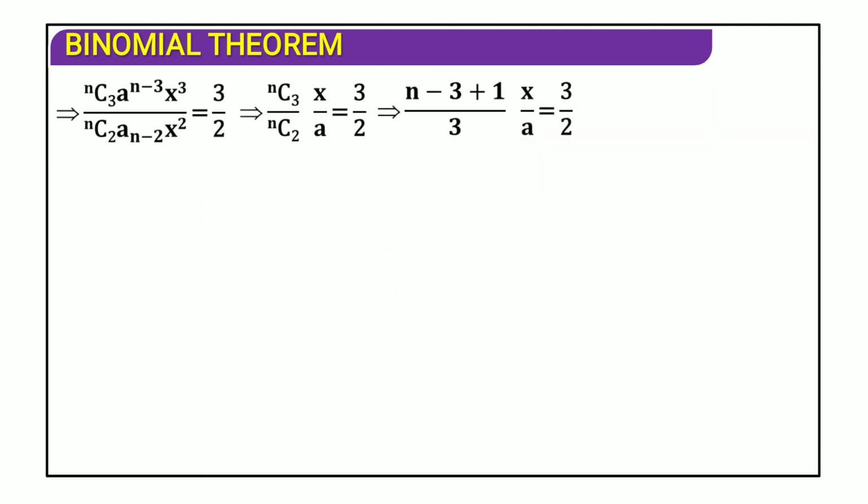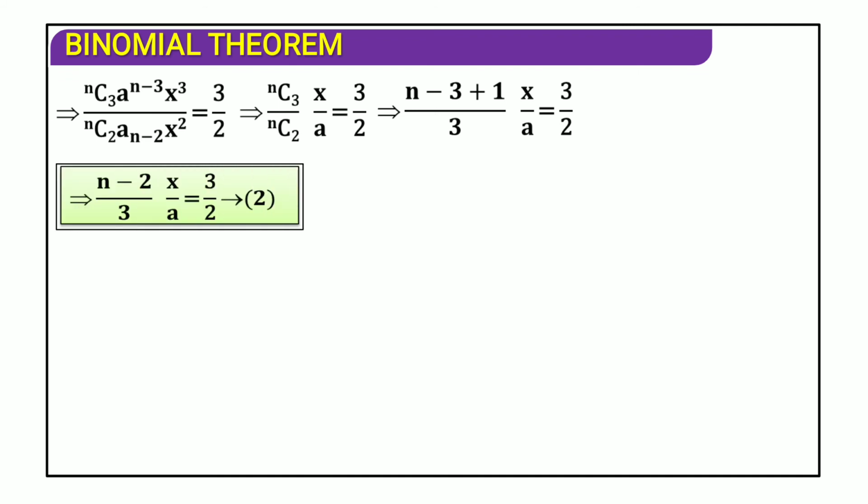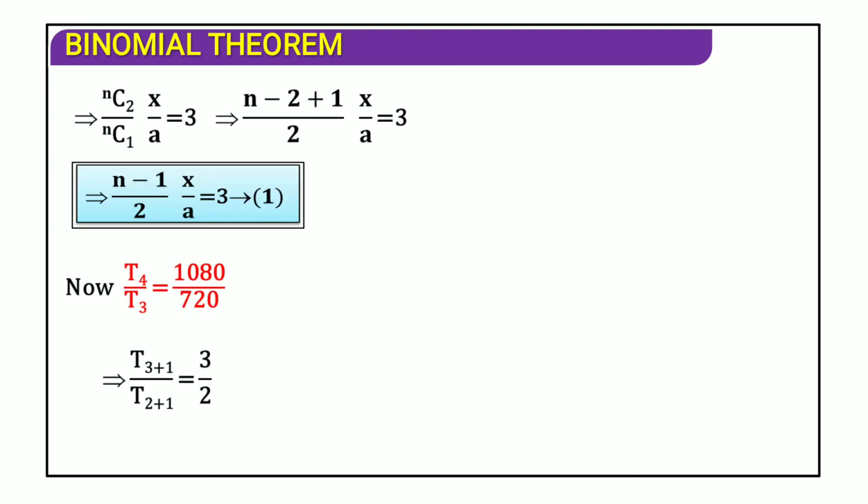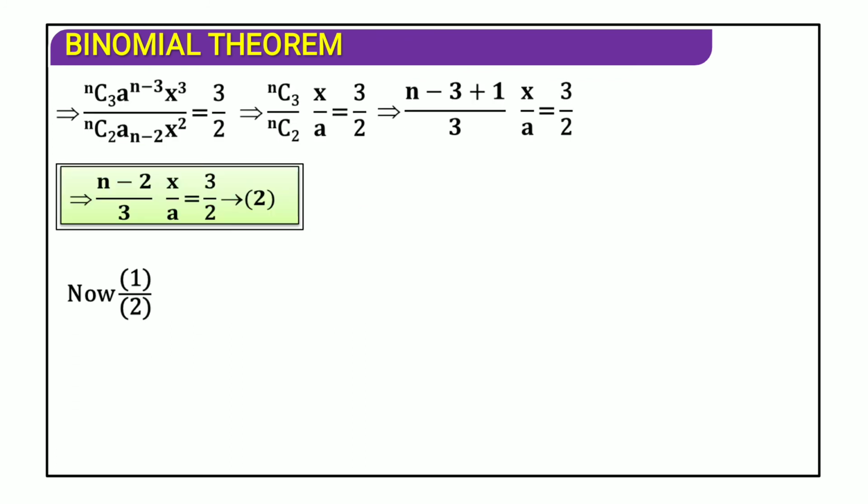Okay. So the second equation seems to be like this: n minus 3 plus 1 upon 3, x upon a equal to 3 by 2. This is equation number 2. Now you can divide both the equations. Divide 1 and 2. I am showing you equation number 1 also, the one in blue provided to me. Equation number 1 is this. Equation number 2 is this. I am dividing 1 by 2.